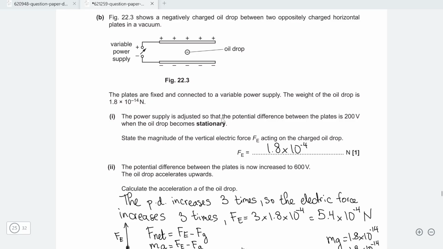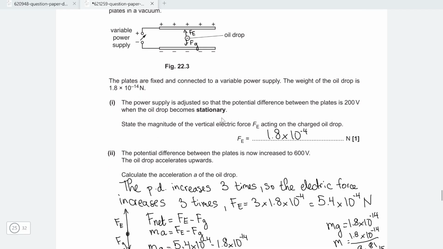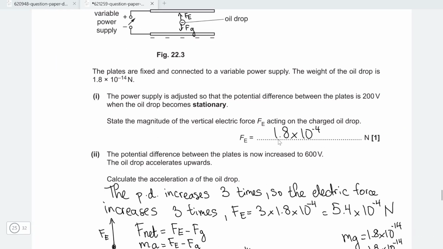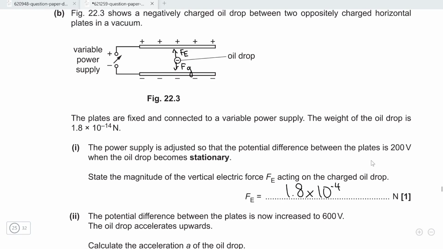Now in the first case, the oil drop is stationary. Now this means that the electric force must match the force of gravity. So if the force of gravity is acting downwards, the electric force will have to be equal and opposite. Therefore, the magnitude of the electrical force in this case is 1.8 times 10 to the power of minus 4.